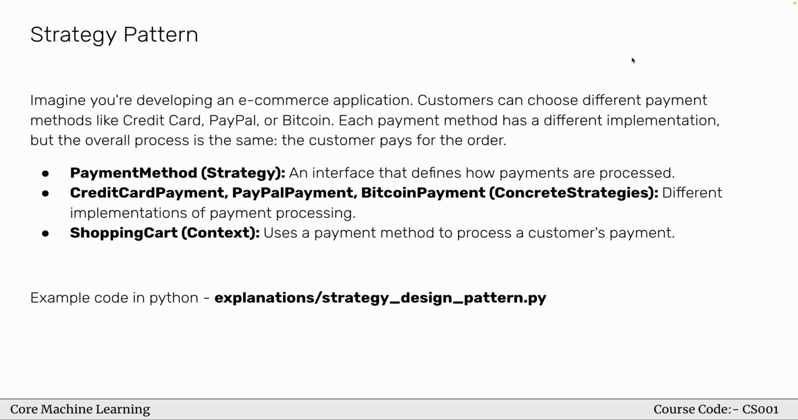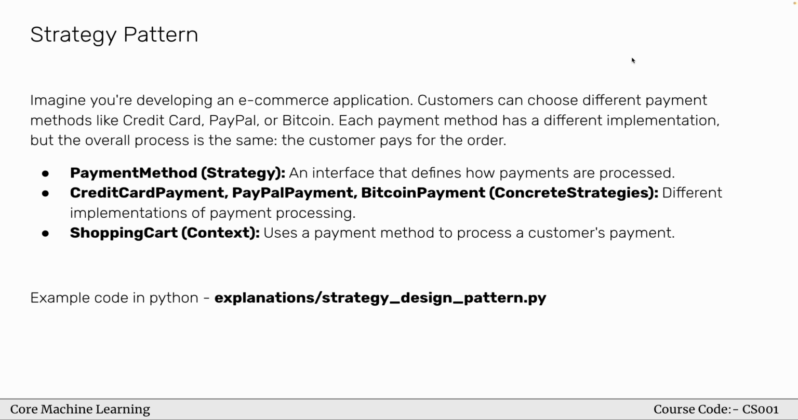So the strategy pattern is another design pattern. Let's say that you're developing an e-commerce application, where you create some sort of payment gateways. Customers can choose different payment methods like credit card, PayPal, Bitcoin, Google Pay, UPI, stuff like that. Each payment method has a different implementation, but the overall process is the same: the customer has to pay. So the process or the context remains the same, but the strategies differ, because sometimes they use a credit card, sometimes they use PayPal or Bitcoin.